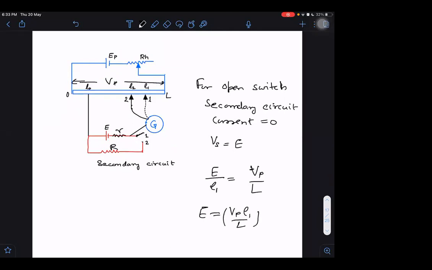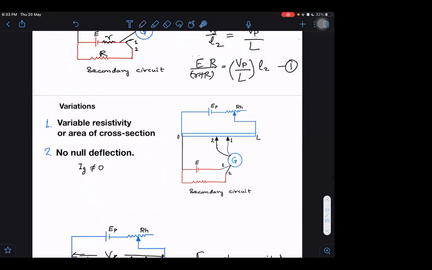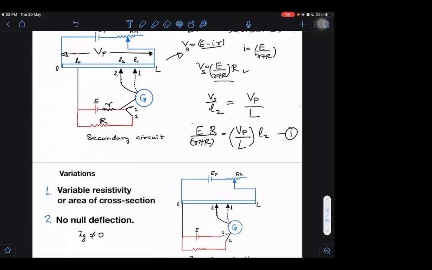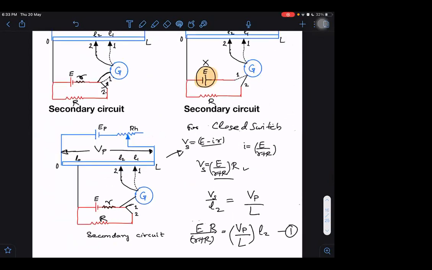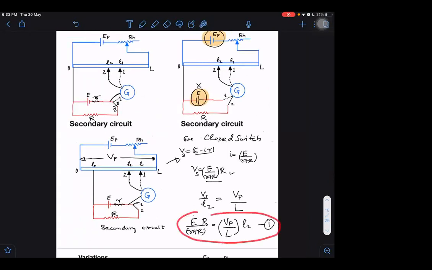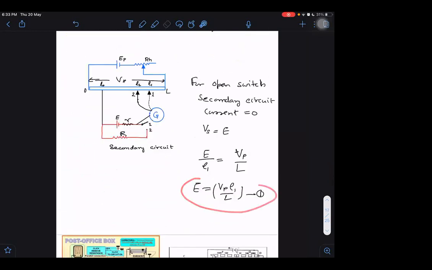What am I getting from here? I am getting EMF from here, and from here I can find the internal resistance. EMF we know from the second equation. So using these two equations together, you can take a screenshot of this. If you don't have that much time to write, you can take a screenshot. So you're using equation number 1 and equation number 2. I have written both of them.